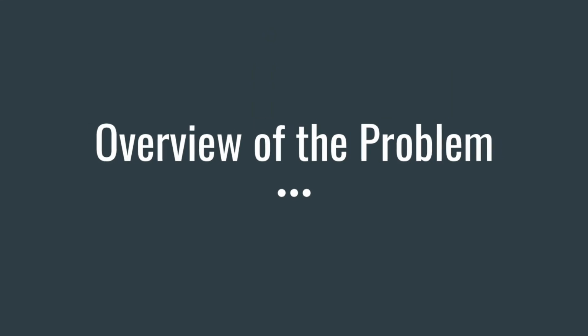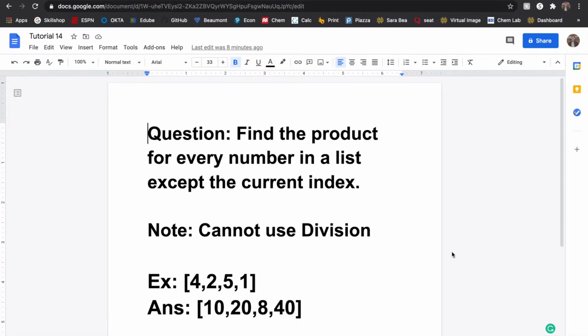This is the 14th video in the series, and today we will solve a simple Apple interview question that uses lists and is from LeetCode. So let's get started. For this problem, we must find the product for every number in a list except the current index, and we cannot use division.